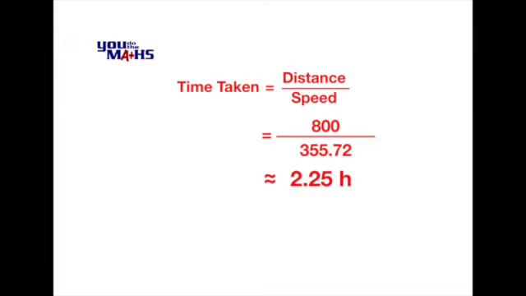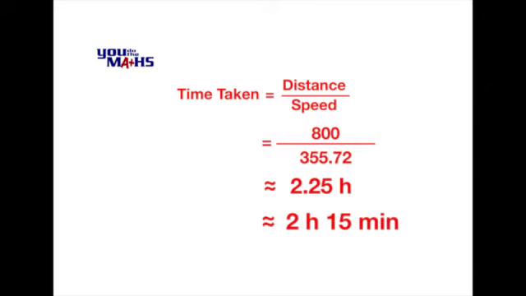Now this time can be converted to the nearest minute by taking the decimal amount of hours, in other words 0.25, and multiplying that by 60. And the time becomes 2 hours and 15 minutes.